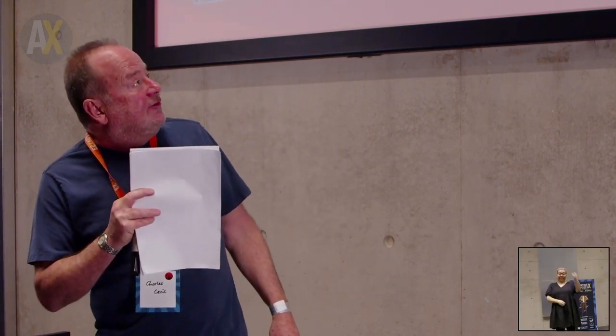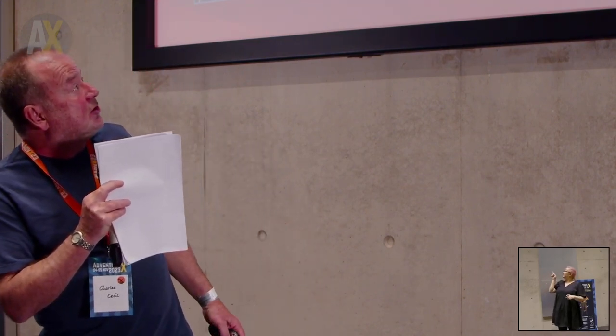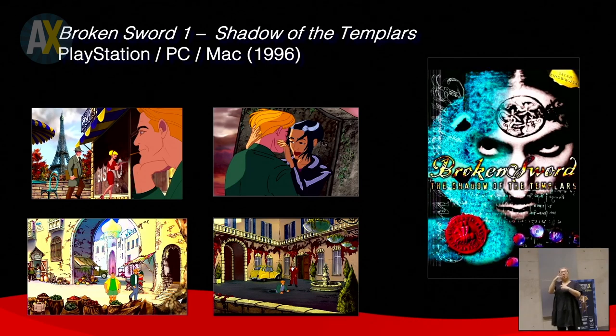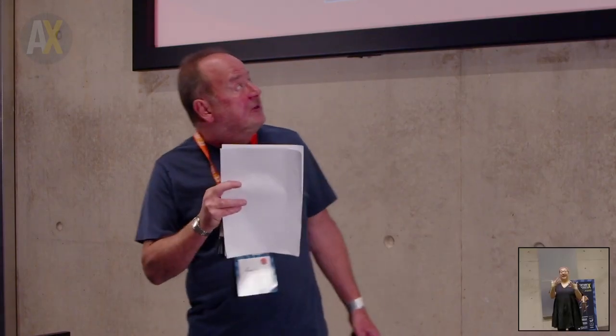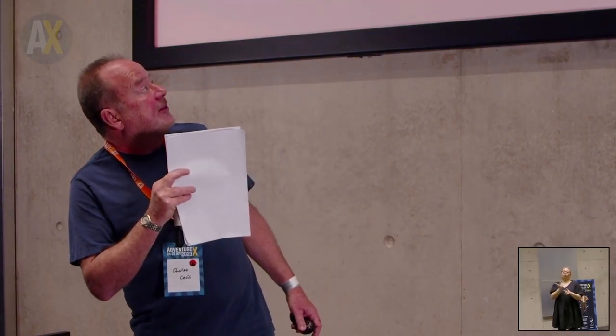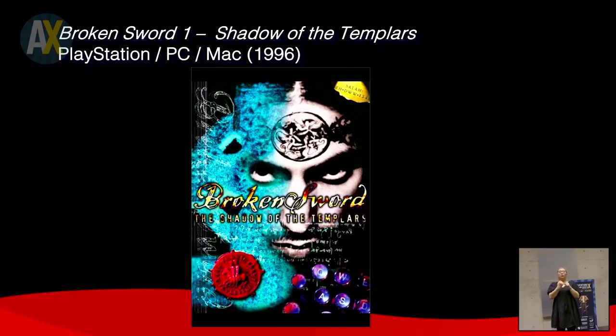The game that we're best known for, the series that we're best known for, is Broken Sword. Here's the first game, Broken Sword Shadow of the Templars, with a few screenshots. That was released in 1996, and that was then followed in 2010 with a director's cut. And what I'm going to talk to you about is the upresing of our first game, Broken Sword, which is something that we're in the process of doing at the moment.